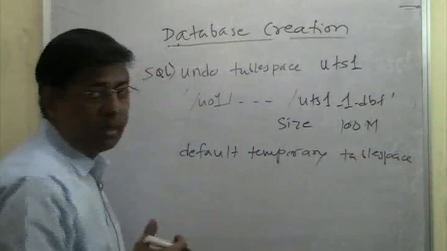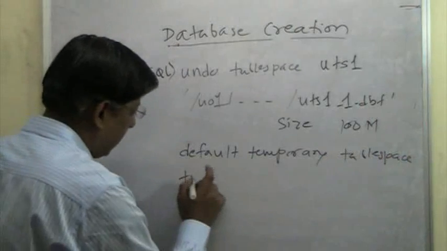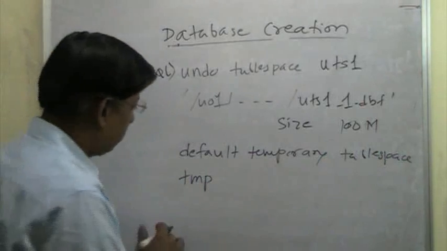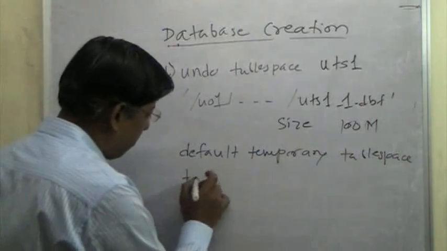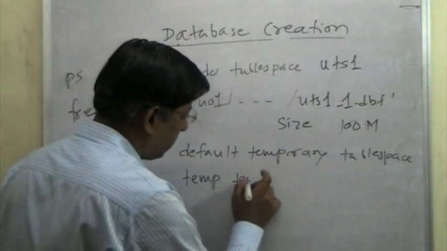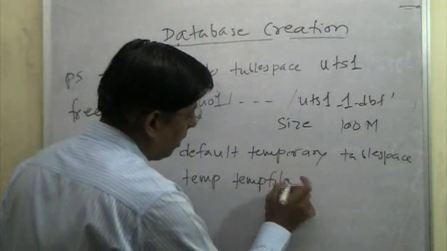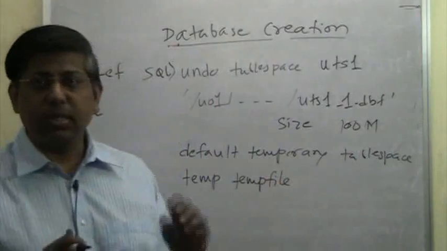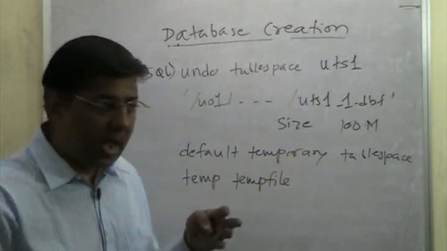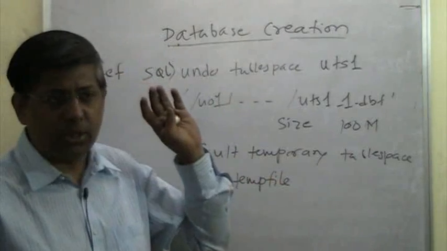What is going to be the name of the default temporary table space? You can give anything, TMP or TEMP or whatever that name is. So I will give the name as TEMP, default temporary table space temp, and then you're going to say temp file. We could have done this using the create temporary table space command also, but I prefer to do this using the database creation itself.